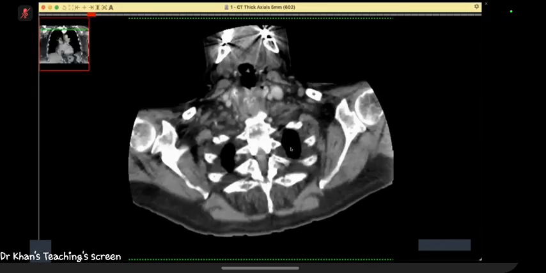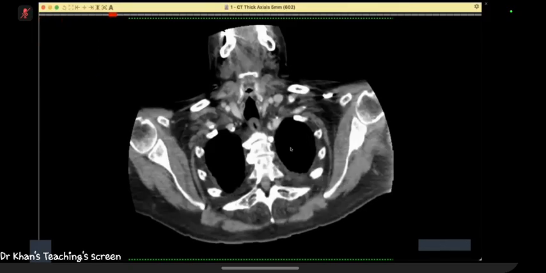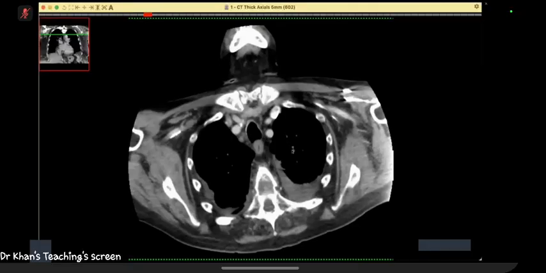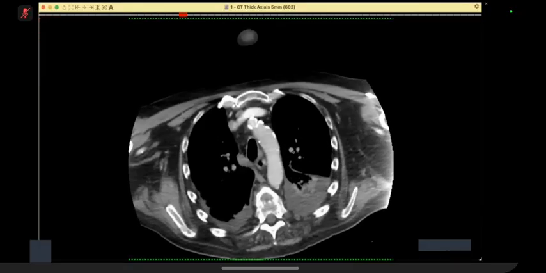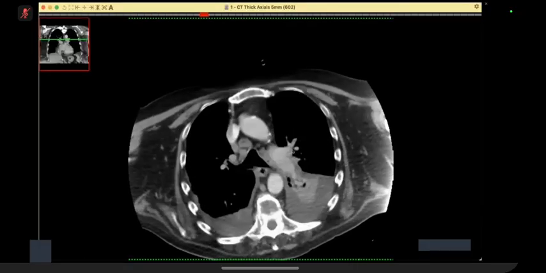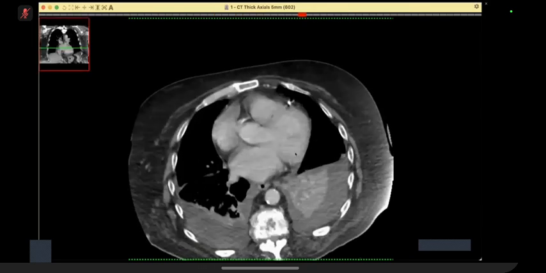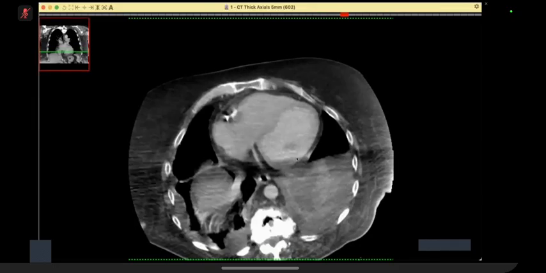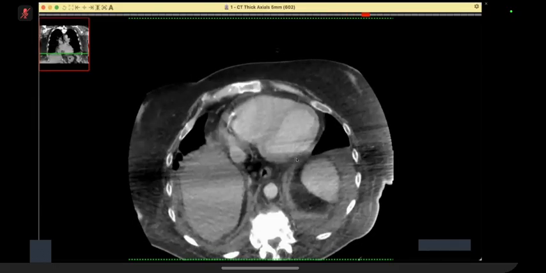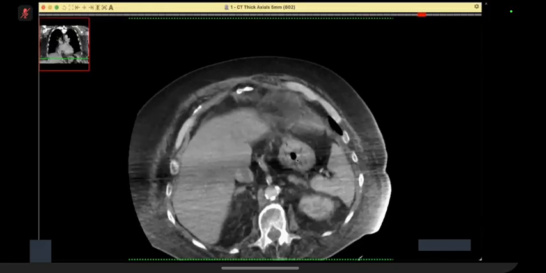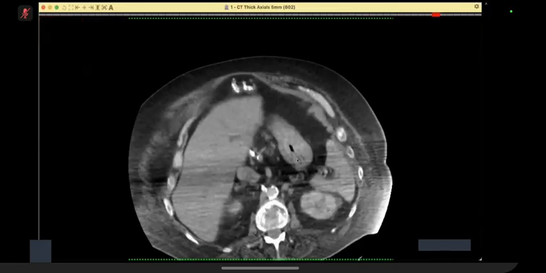So these are soft tissue sections of the contrast enhanced phase. Looking at the thorax, I can see that there is bilateral pleural effusion within the pleural spaces with adjacent atelectasis of the lung parenchyma. In the history of trauma, this could also be related to hemothorax.